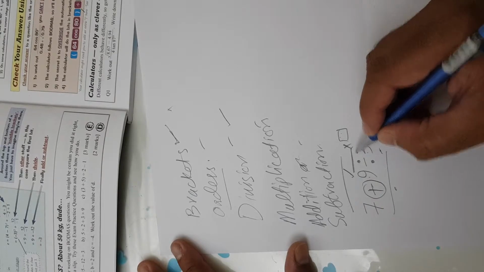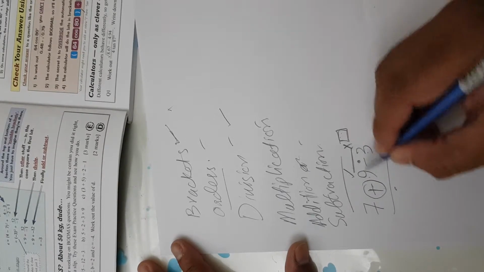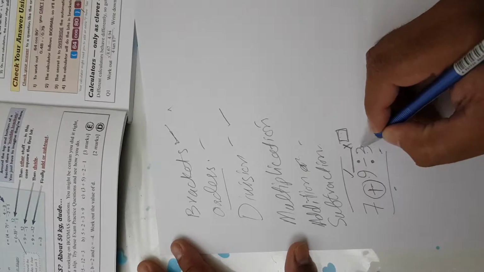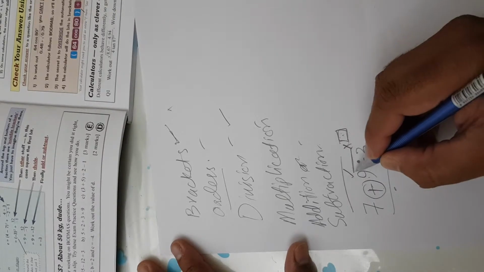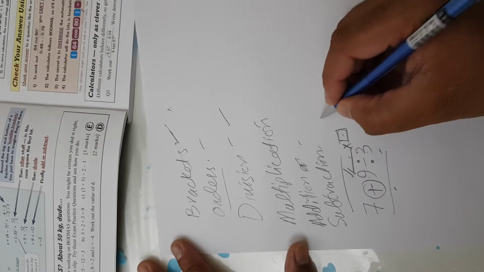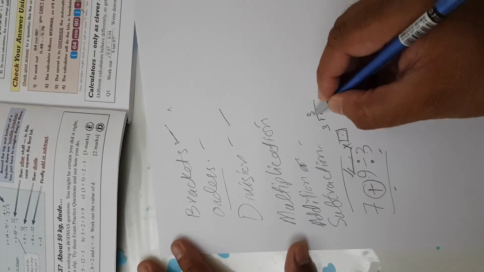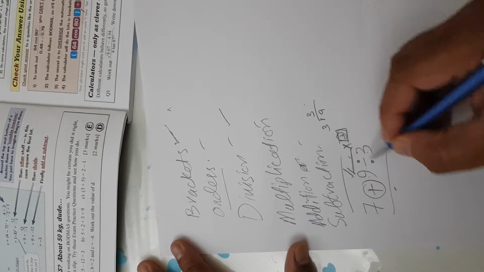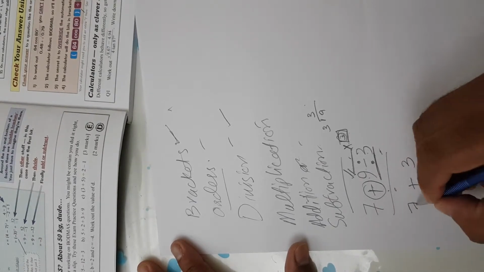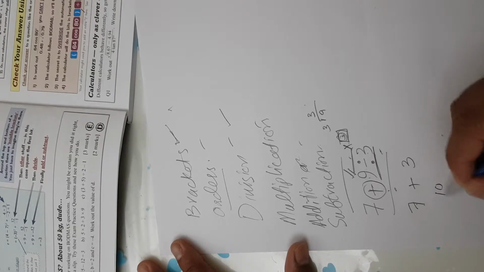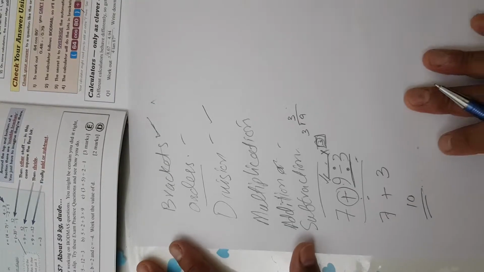Look, I said 3 times what makes 9. Students say 3 times 9 and they write the answer 27 here, which is absolutely wrong because here we are dividing 9 divided by 3. So my answer here is 3. So this part is resolved and I got 3 here. Now I will bring plus and 7 down. 7 plus 3 makes 10. This is my answer for the first part.